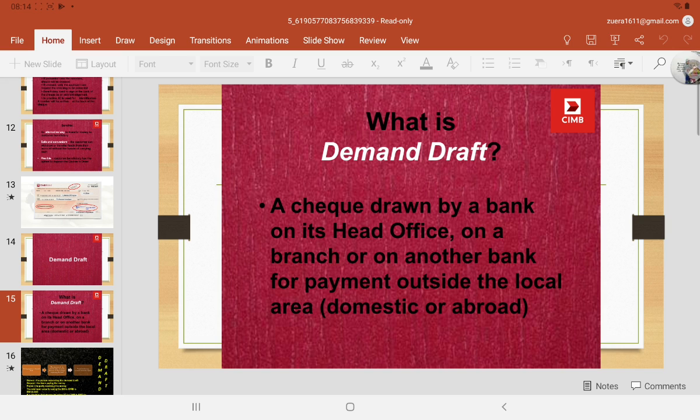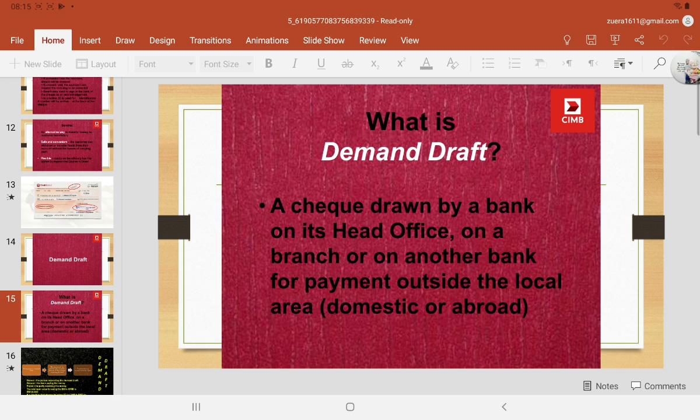So we go through the meaning or definition of the demand draft. The demand draft is a cheque drawn by a bank on its head office, on a branch or on another bank for payment outside the local area. Like I said before, if you want to transfer the money to a different area or different branch, you can use this type of demand draft.